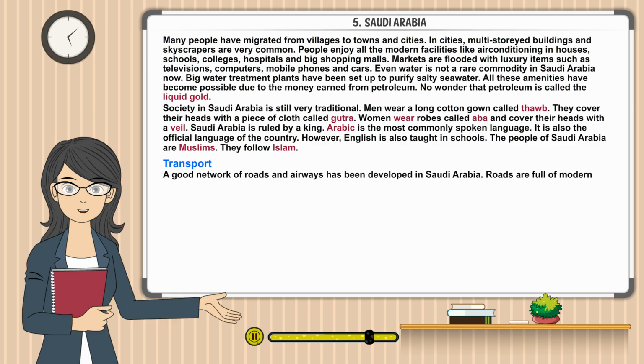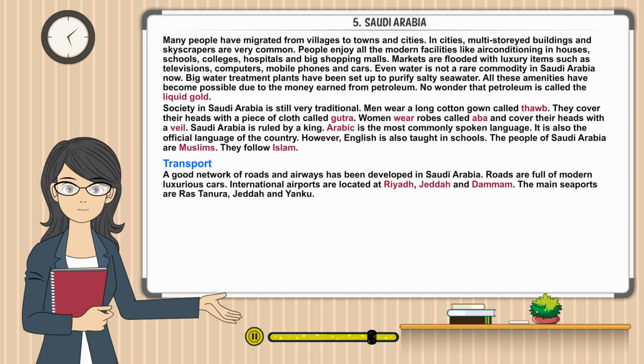Transport. A good network of roads and airways has been developed in Saudi Arabia. Roads are full of modern luxurious cars. International airports are located at Riyadh, Jeddah, and Dammam. The main seaports are Ras Tanura, Jeddah, and Yanbu.